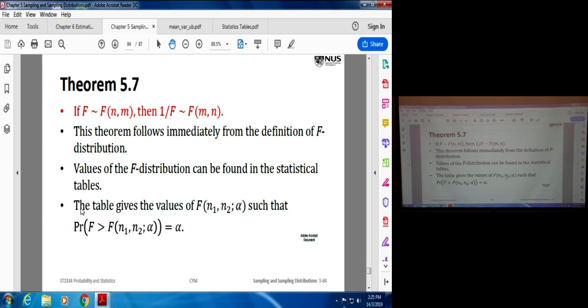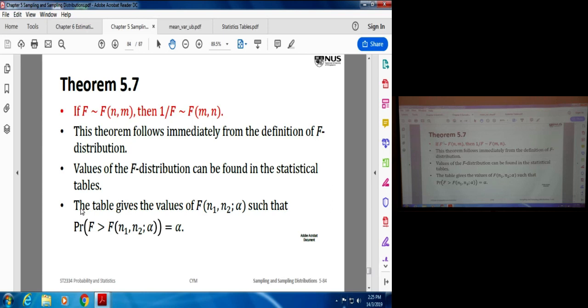Okay, so an important result, which is useful because it's going to allow us to determine values from the table. We're going to have a look at F tables in a moment. So if F is distributed with n and m degrees of freedom respectively, and I take the random variable 1 over F, then 1 over F is F distributed with degrees of freedom m and n.